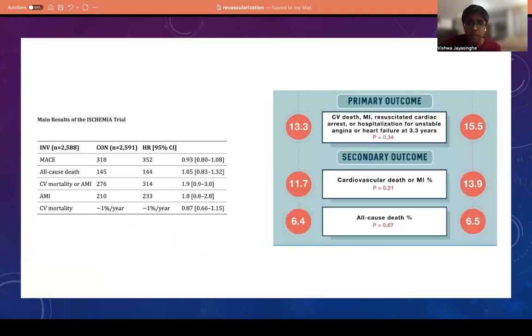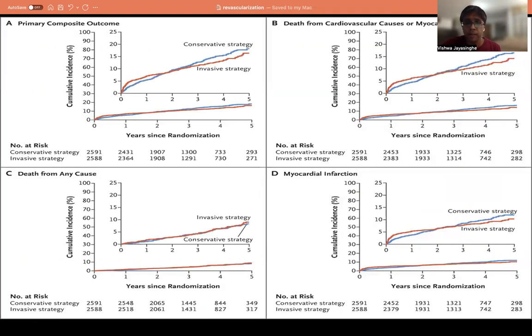Right, so outcomes. It's a negative trial in a sense. The primary outcome was CV death, MI, resuscitated cardiac arrest, or hospitalization for unstable angina or heart failure. There was no statistically significant difference. And secondary outcomes were cardiovascular death or MI, which also had no statistically significant difference, as well as all-cause death. It did not have a statistically significant difference.